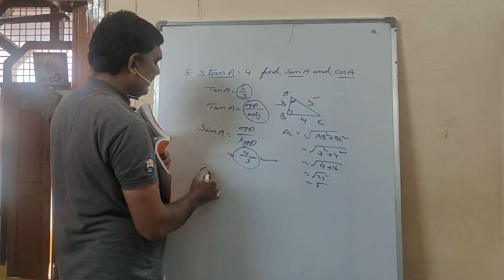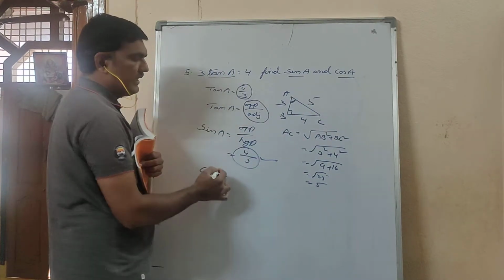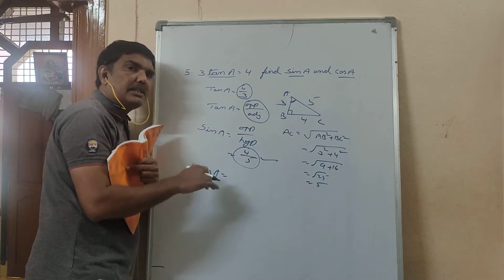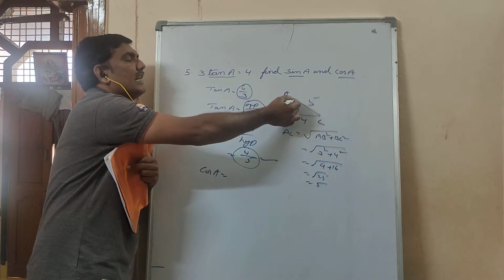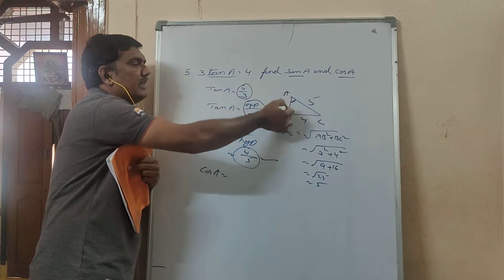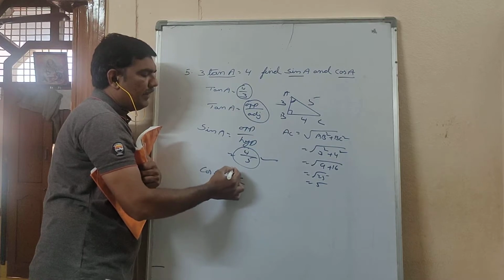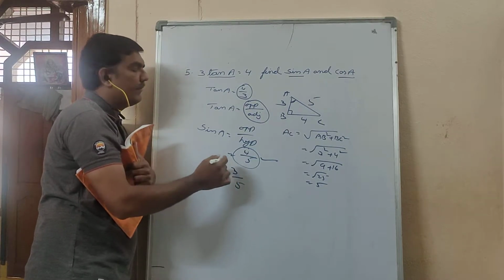What is cos A? First write the formula for cos A. What is the formula for cos A? Length of side adjacent to angle A. For this angle A, adjacent to angle A is AB. So 3 divided by length of hypotenuse, that is 5, 3 by 5.